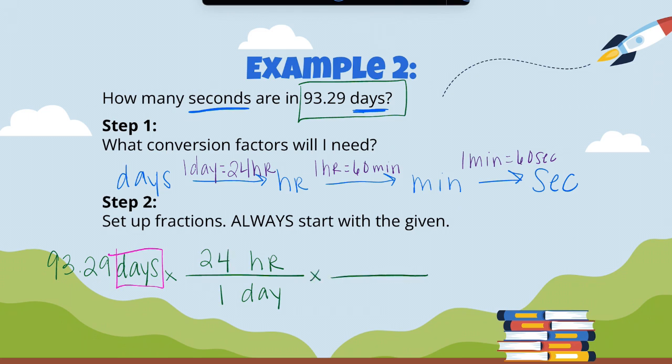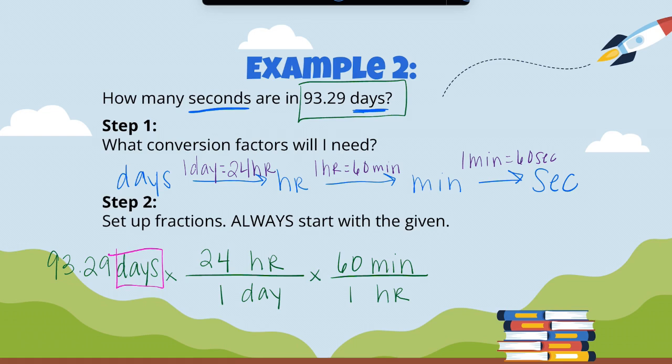My next one, I can see in my plan, I'm going to convert from hours to minutes. And because now my hours are on the top, I'm going to put hours on the bottom and minutes on the top. And I know that there are 60 minutes in 1 hour.